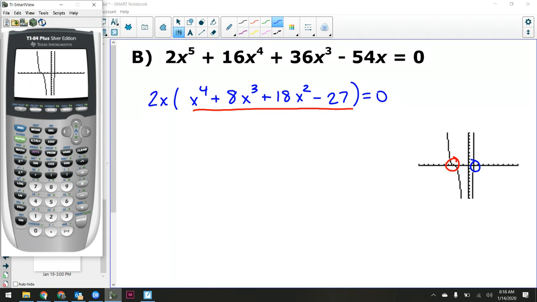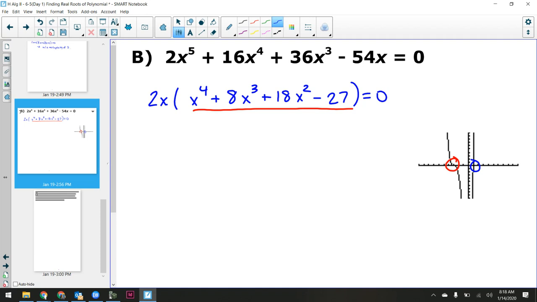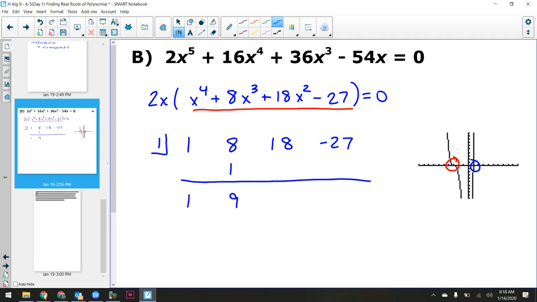Okay, so what do we want to go with? We've got two options here. You want to try the -3 or the +1? +1, sure. So I run the +1 through synthetic division. Oh, shoot. Look at what I did. I forgot a 0.